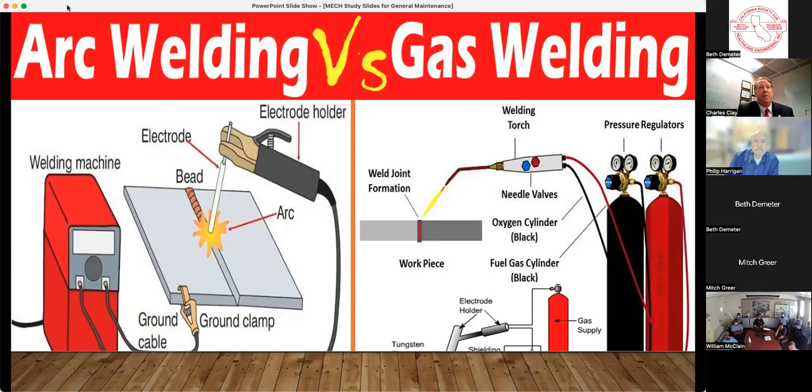That you have a welding machine, which is basically plugged into an outlet. It could be 110, 220, but you're taking two pieces of metal. You're connecting it with a grounding cable, and you have an electrode holder and electrode that you're using to make this arc. The success of this comes with a lot of practice.